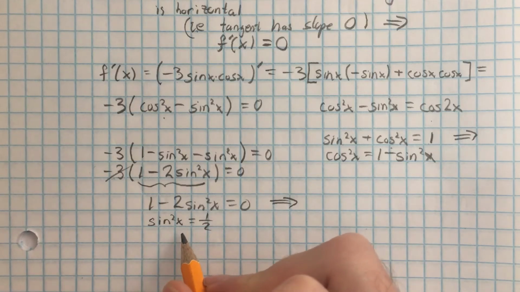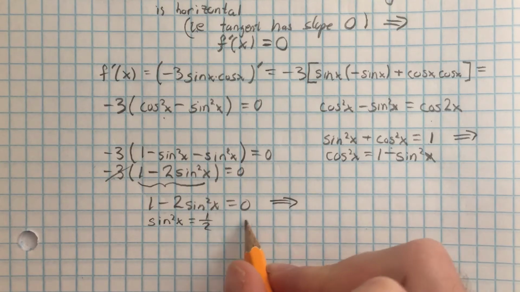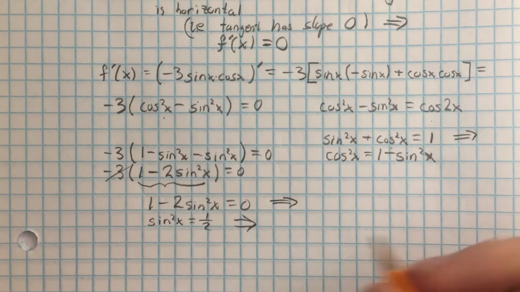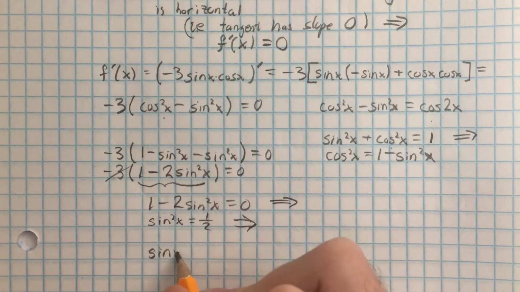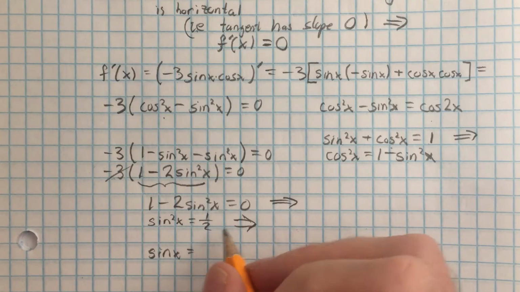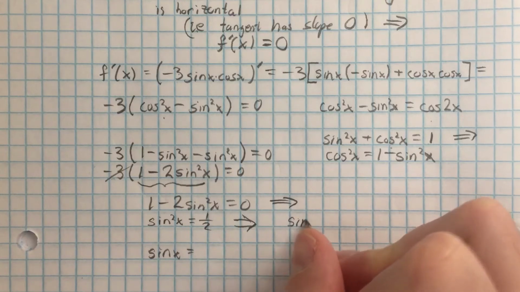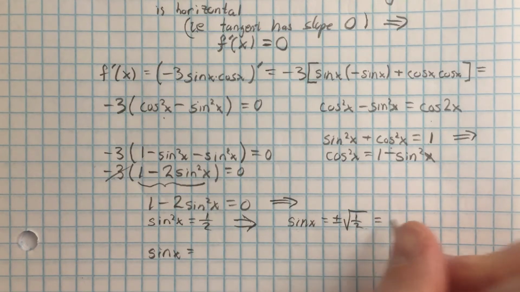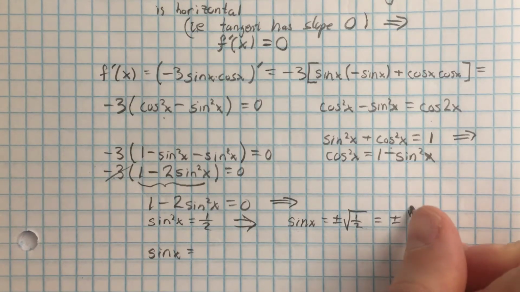Sine squared equals a half will lead us to two possibilities. Once we take the square roots of both sides, we should have that sine x, without the square on it, will equal the positive or negative square root of 1/2. Let me just write this first. Sine of x equals plus or minus the square root of 1/2, which is the same as plus or minus root 2 on 2.